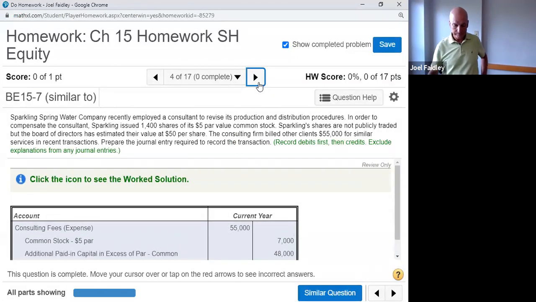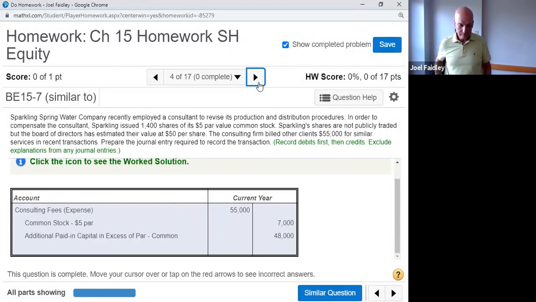Number 4, sparkling spring water. Issued 1,400 shares, $5 par value common stock. Not publicly traded. And when you see not publicly traded, that means it doesn't matter what somebody thinks the stock is worth, because that's always subjective, and they're always going to overstate what they think the value is. But what you do have is this consulting firm billed other clients $55,000 for similar services. That's a pretty good estimate.